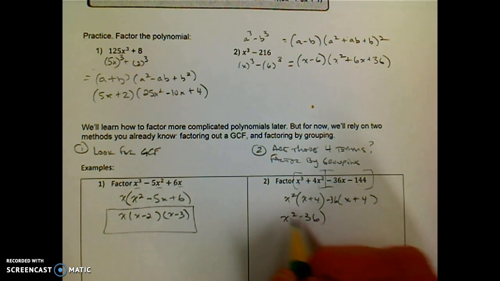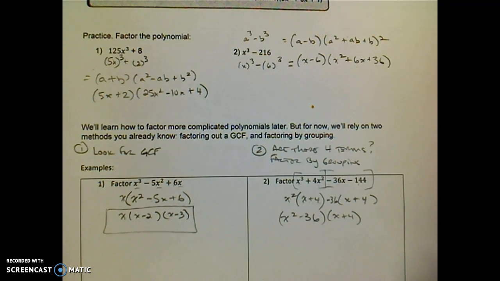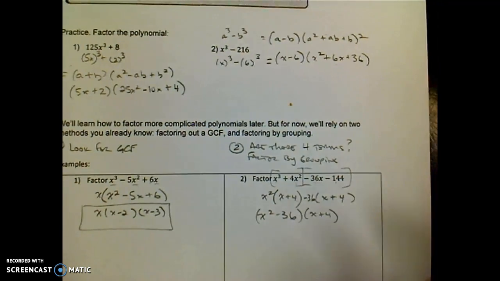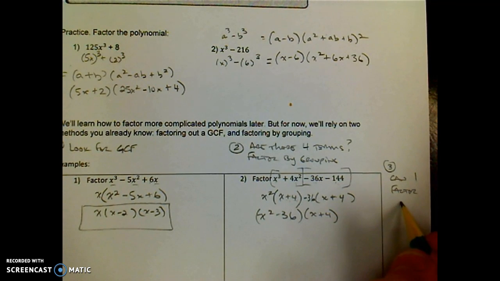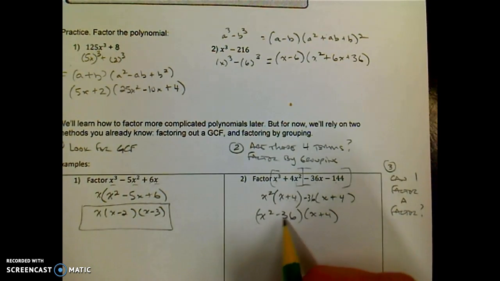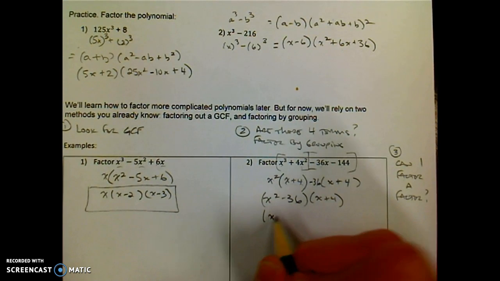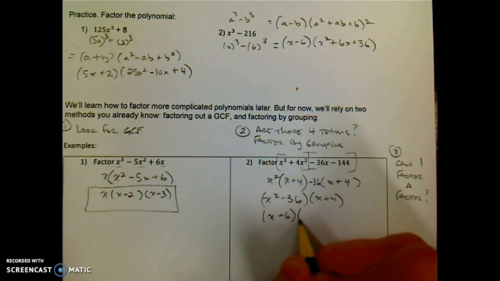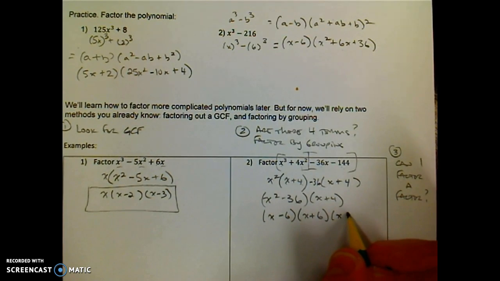So our two GCFs make one factor. The repeated binomial is the other. And that kind of brings us to our third benchmark, or our third key. Am I done factoring? Or as I put it in class, can I factor a factor? Take a look at x squared minus 36 and recognize that as the difference of two squares. X minus 6 times x plus 6, and don't lose that x plus 4 factor.